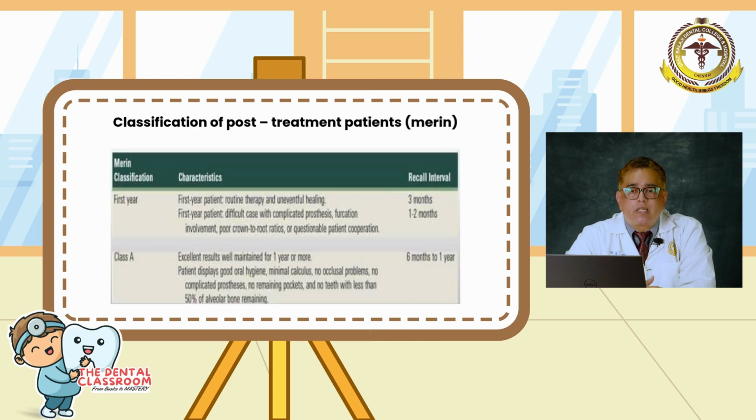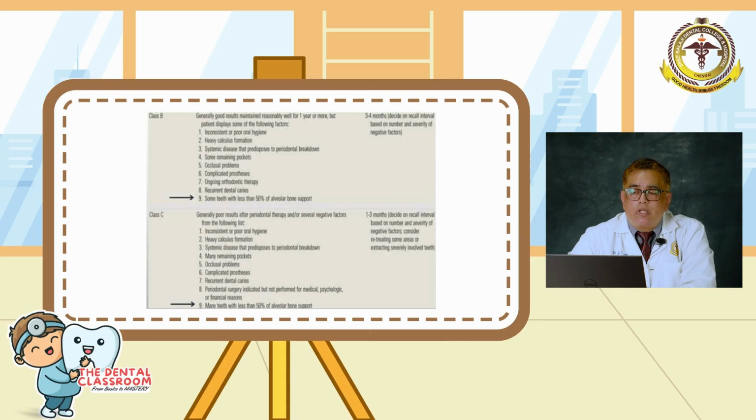I just want to briefly describe the classification of post-treatment patients according to Marin. In the first group, the patients have routine therapy and uneventful healing. That takes about 3 months. The next group has very difficult patients with complicated processes, involvement of poor crown root ratio or questionable prognosis. That will take 1 to 2 months. Class A is the condition where you see excellent results, well maintained for 1 or more years. That will always be a recall interval of 6 months to 1 year.